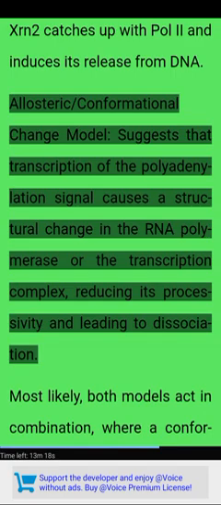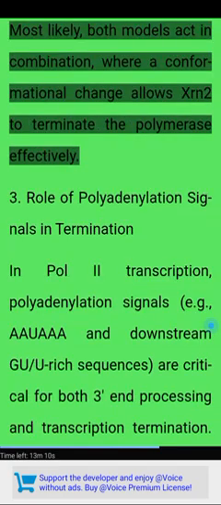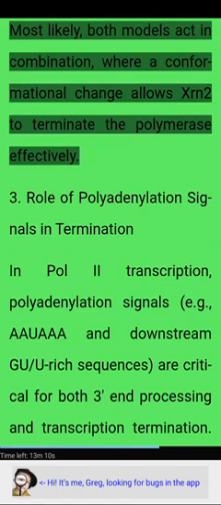Allosteric conformational change model suggests that transcription of the polyadenylation signal causes a structural change in the RNA polymerase or the transcription complex, reducing its processivity and leading to dissociation. Most likely, both models act in combination, where a conformational change allows XRN2 to terminate the polymerase effectively.